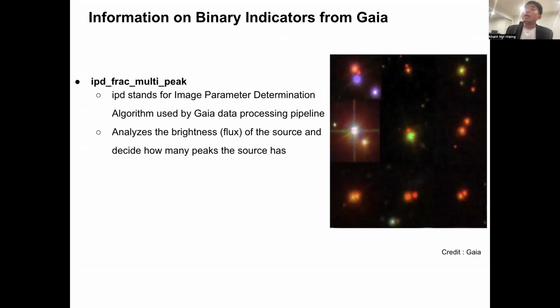And then the second indicator is IPD frac multi peak, which stands for image parameter determination, an algorithm used by the Gaia data processing chain. Basically, as Gaia takes lots of images, it analyzes the brightness of the source and decides how many peaks the source appears to have. If it has one peak, that's a single star. If there are two peaks, that means there are two light blobs on the image.